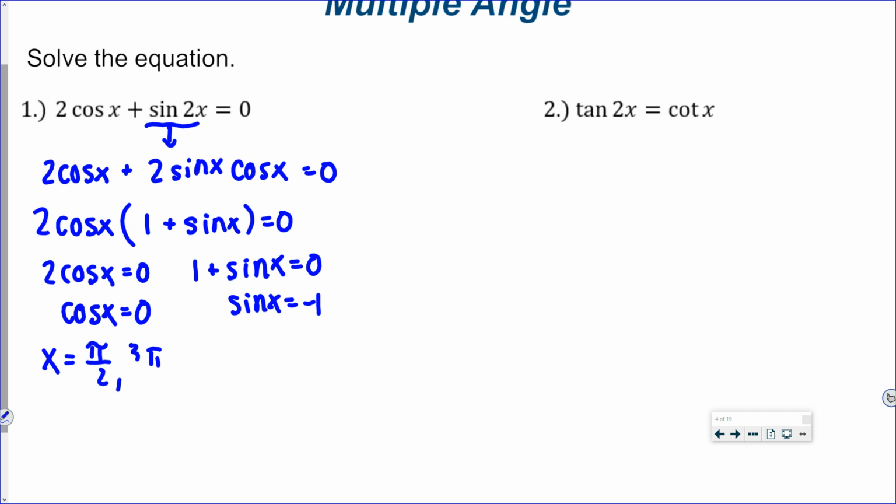Now I know it doesn't say just on the interval 0 to 2 pi. I'll fix that in a second here. Which angles does sine have a value of -1? Pi over 2 is positive 1. 3 pi over 2.